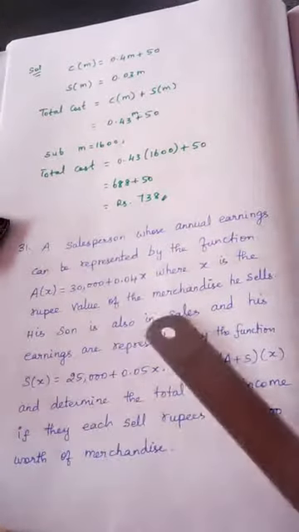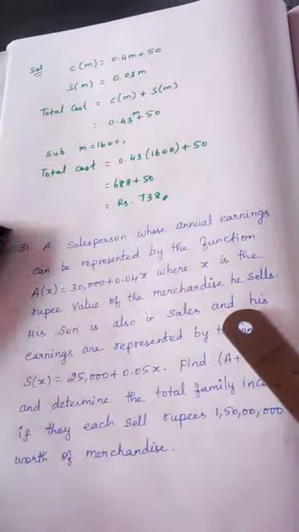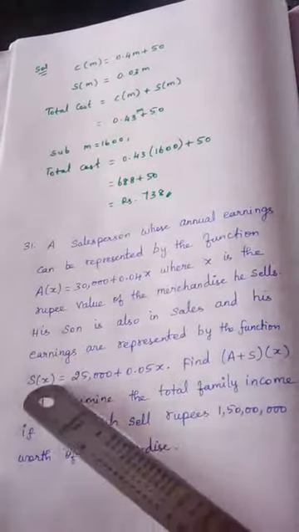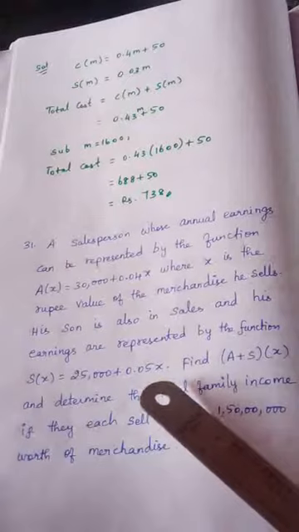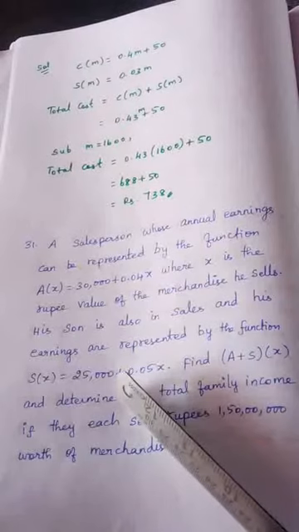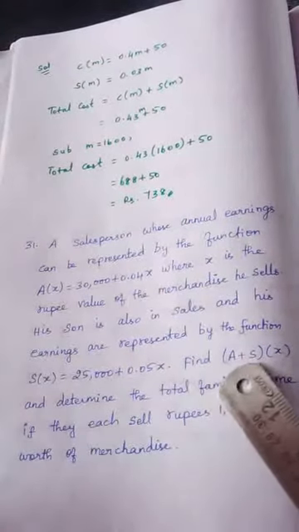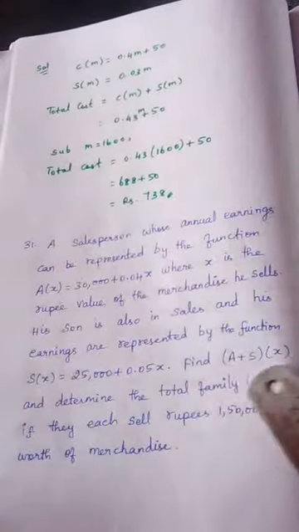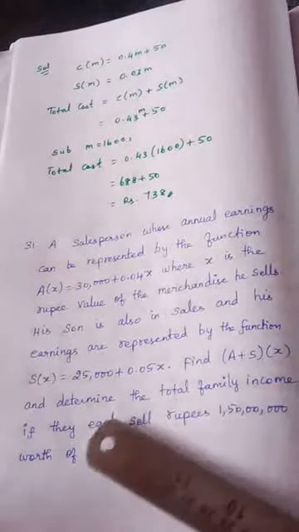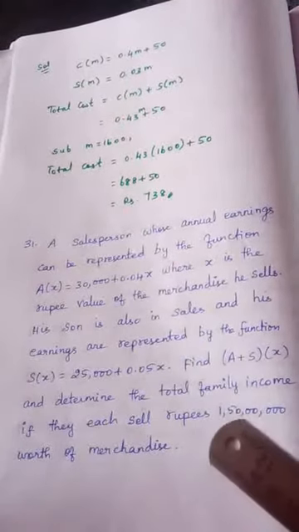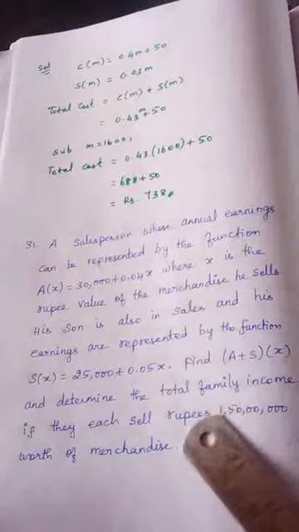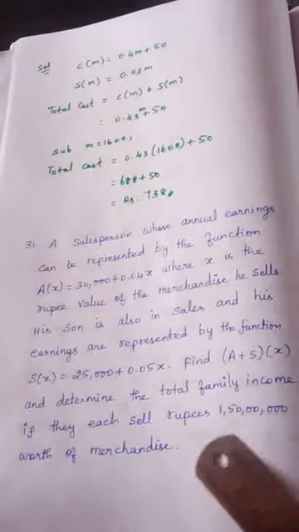So his son is also in sales, and his earnings are represented by the function S of X is equal to 25,000 plus 0.05x. So what is A of X? Father's income. S of X is nothing but son's earning. So we should find A plus S of X, which means we should find the total income of both father and son, and also determine the total family income if they each sell rupees 1 crore 50 lakh worth of merchandise. Suppose if they are selling a product worth rupees 1.5 crores, what is the total income of the family?